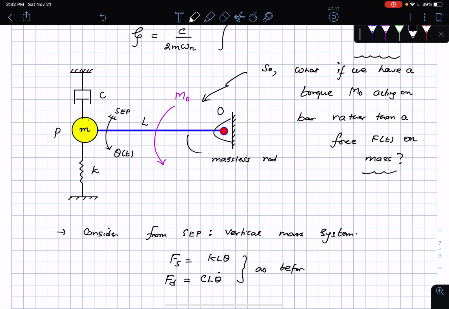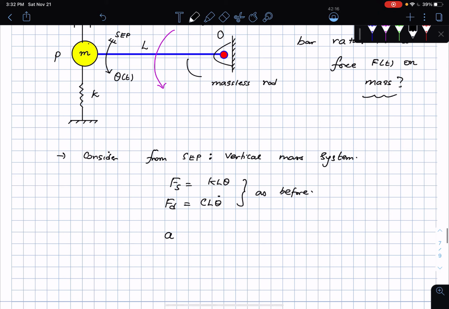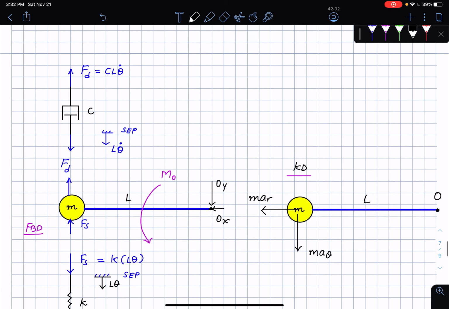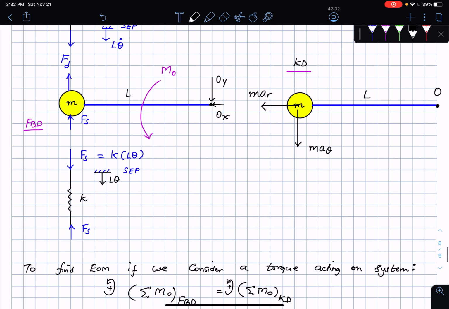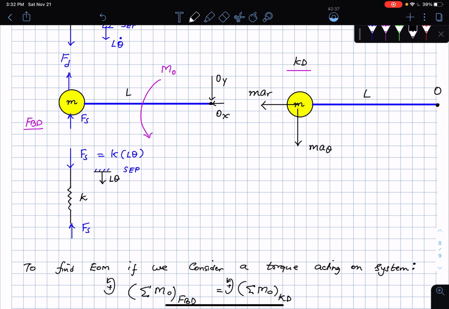As before, the acceleration of the mass is also going to be the same as before. So acceleration of the mass is still going to be minus L theta dot square e_r plus L theta double dot e_theta. This is also as before. The only difference is that when I'm drawing the free body diagram, now I have to draw the entirety of the situation where I show also the pin reactions Ox and Oy.